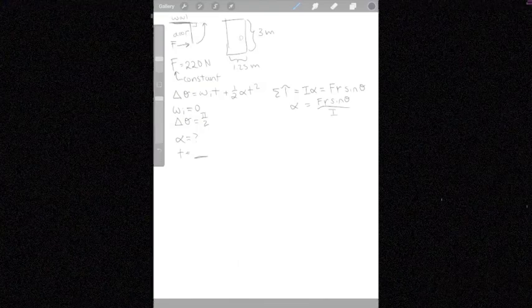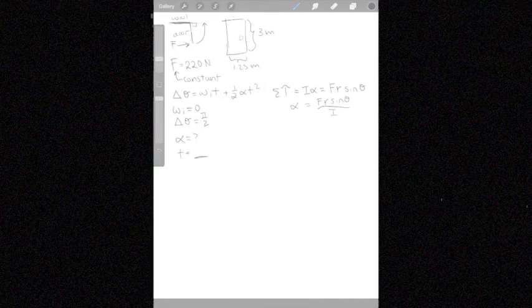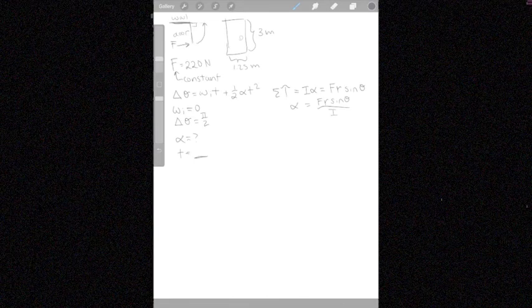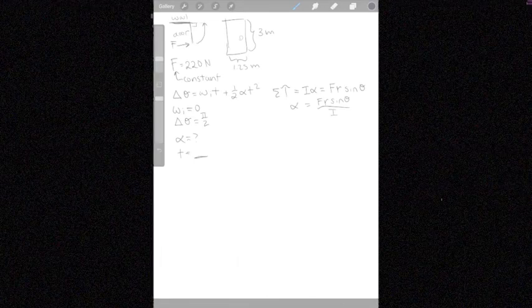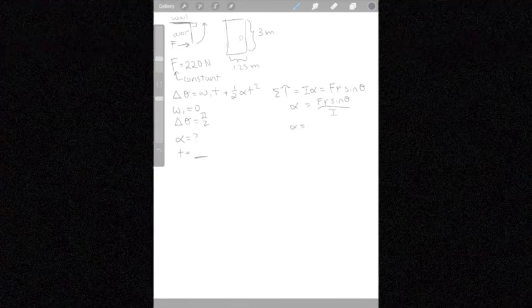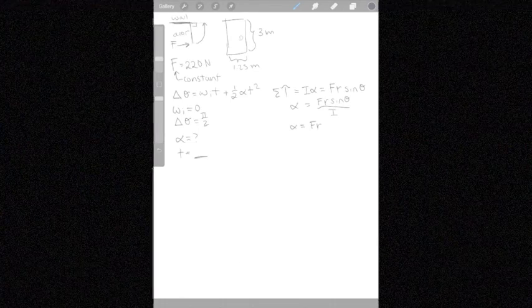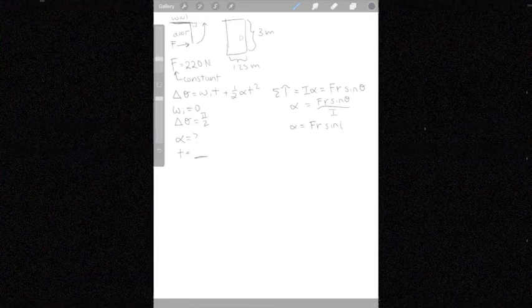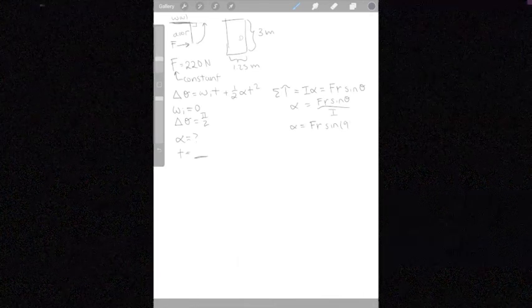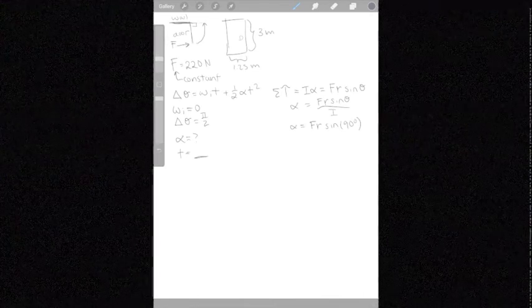We are given the radius, which can be described as how far the force is from the axis of rotation. This is basically the width of the door, 1.25 meters, since we are told Exena was pushing at the very edge of the door. Theta is equal to 90 degrees. Sine of theta is basically 1, so this part goes away.